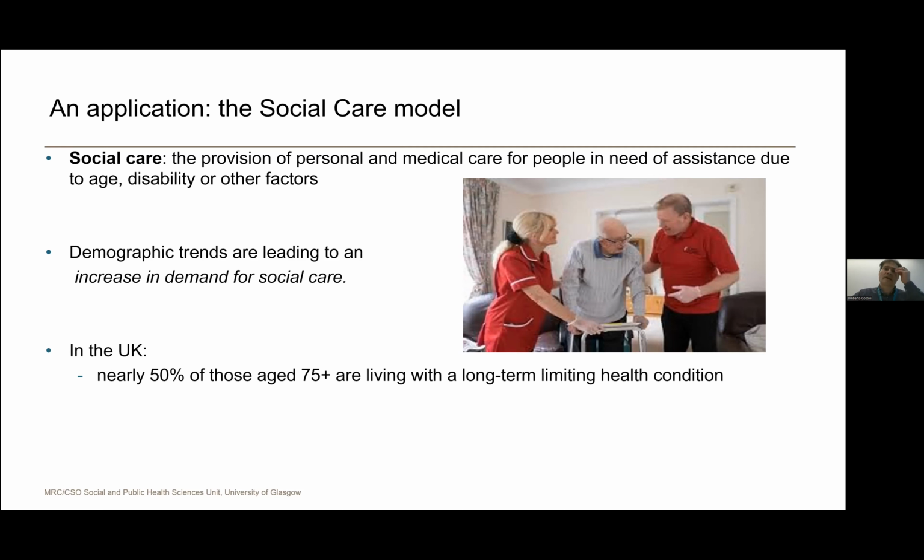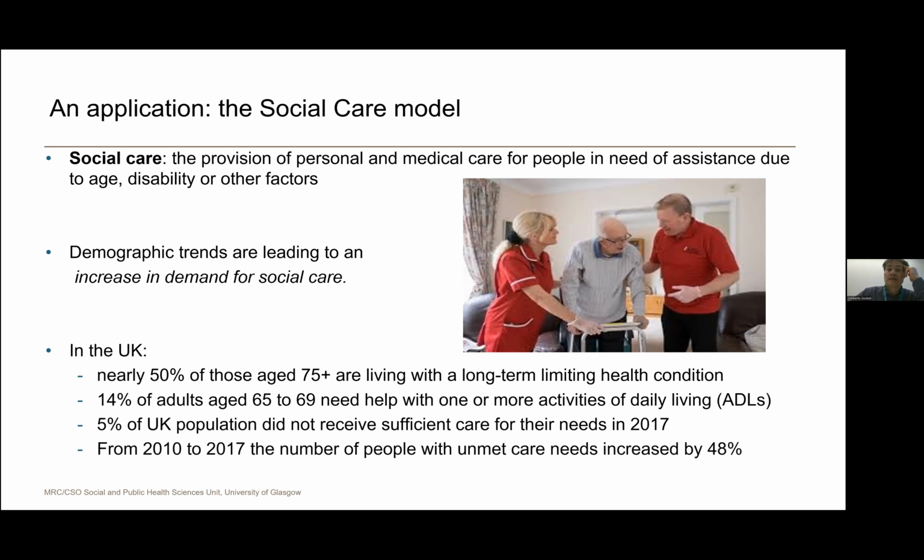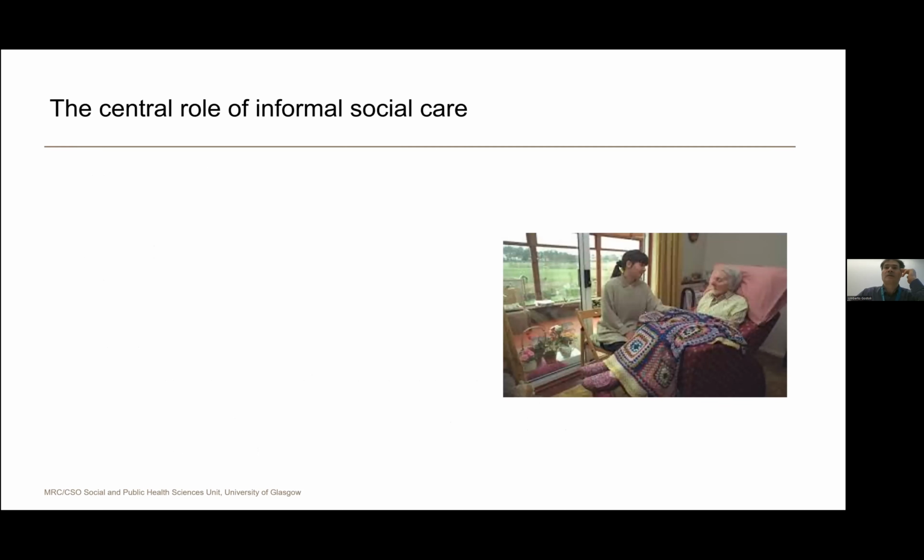For example, in the UK, nearly 50% of people aged 25 or more are living with a long-term limiting health condition. 14% of adults aged 65 to 69 need help with daily living activities. And 5% of the UK population did not receive sufficient care in 2017. And from 2010 to 2017, the number of people with unmet care needs increased by 48%.